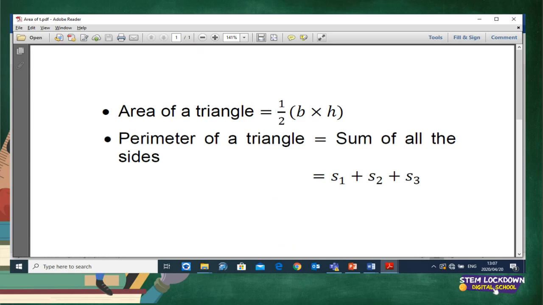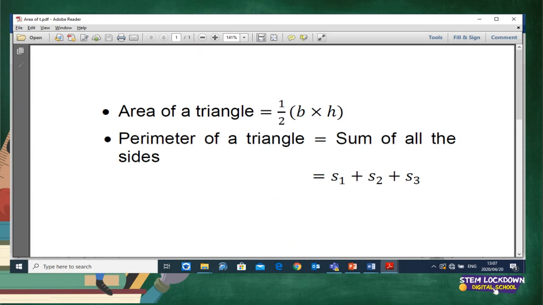But equally, we have said that the perimeter of a triangle is equal to the sum of all the sides. In other words, side 1 plus side 2 plus side 3. This gives you the perimeter, which is the distance around the edge of the shape.